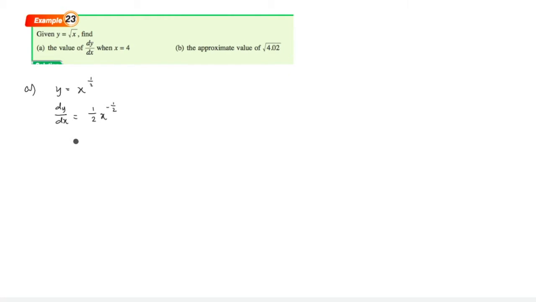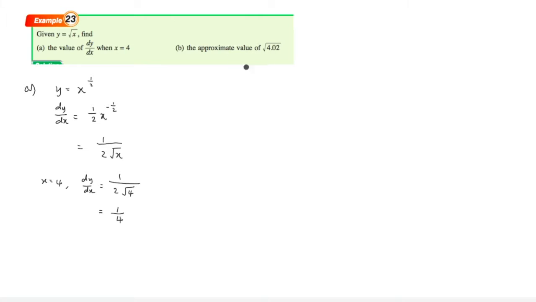So when x equals 4, now 1 over 2, this one goes down there, and this one is the square root. Okay, now when x equals 4, dy/dx equals 1 over 2 square root of 4. Square root of 4 is 2, 2 times 2, so 1 over 4. Okay, 1 over 4. This is when x equals 4.